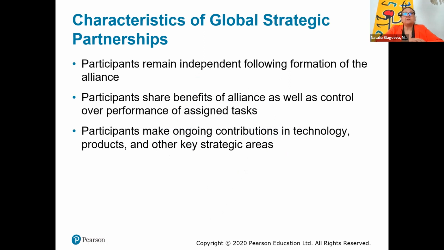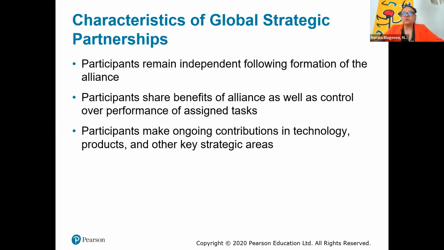So let's see, what are the characteristics? First of all, participants remain independent. They're not merging, they're not exchanging equity ownership, nothing like that. They only come together, usually to share the benefits of working together. There is a mutual control over the performance of a range of tasks, but no control over the rest of the operation of the company. So we're continuing to act completely independently. For example, if there's a common booking system for flights, the control of the partners is over the way this is done, but nothing else in the way we run the business.